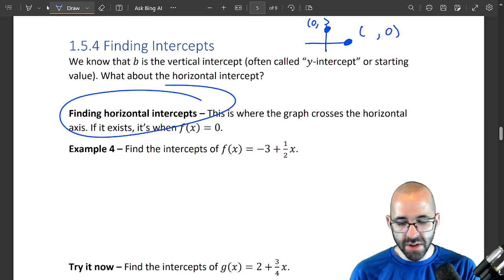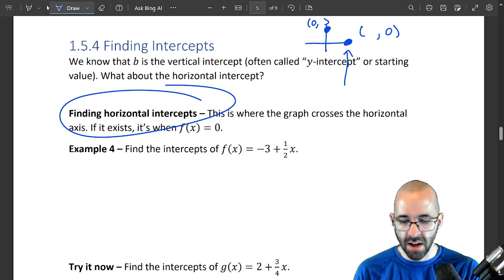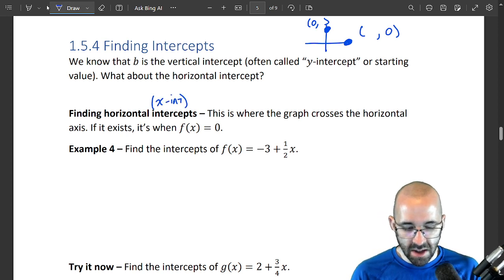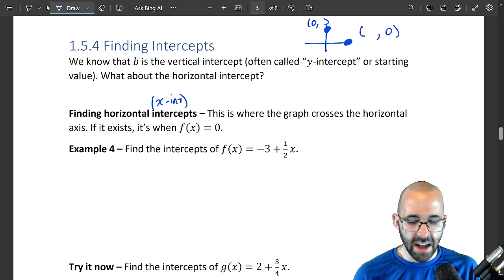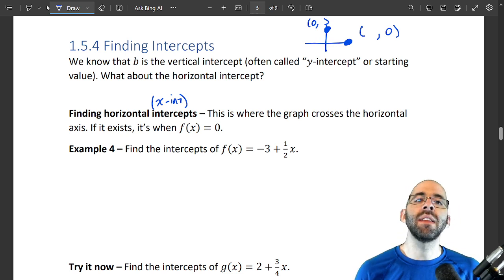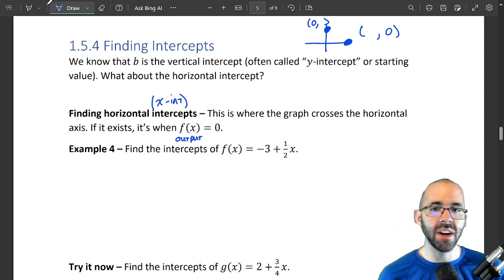So to find horizontal intercepts, that's where it intersects the horizontal axis, otherwise known as x-intercepts. This is where the graph crosses the horizontal axis, and if it exists, because it doesn't always, it'll be when the output is 0. Okay, and that's how we find it.